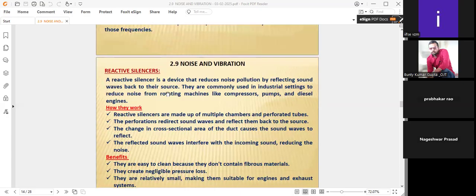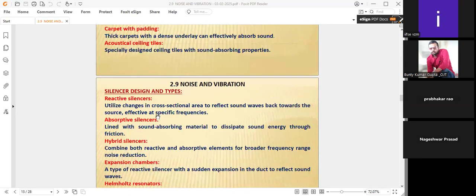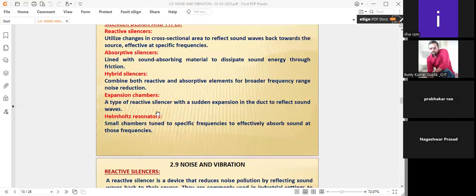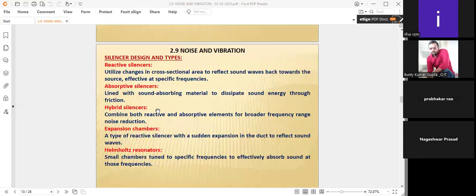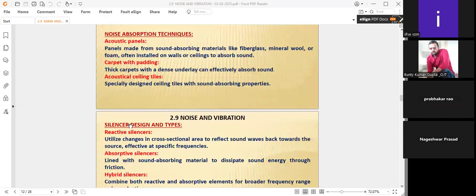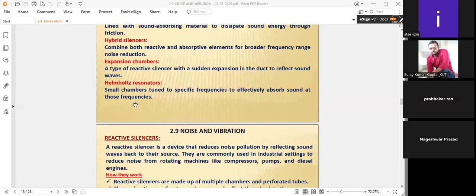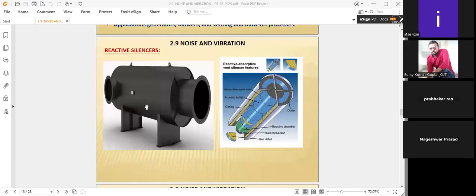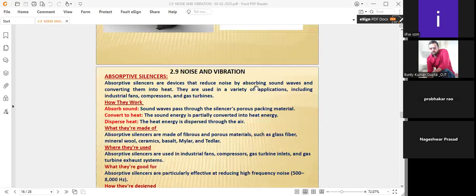Okay, sir. So the silencers, we can say three types are there. One is the reactive silencers, where it reduces the noise level by reflecting sound waves back to their source. The second one is absorptive. They are absorbing the sound waves and converting them into heat.